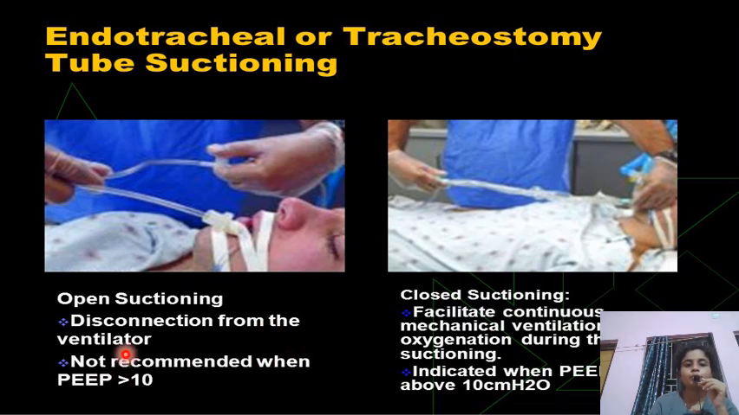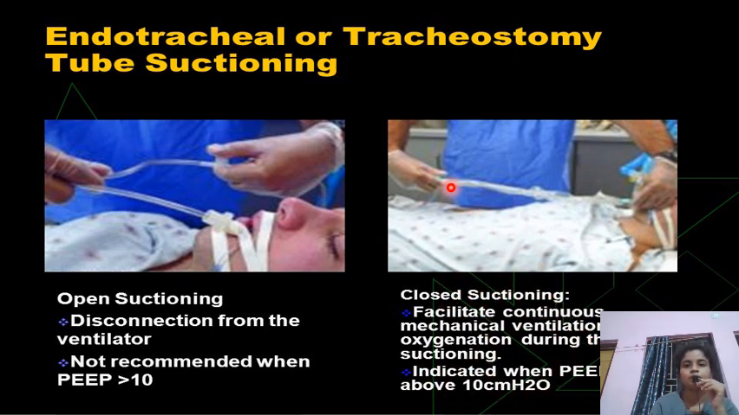Open suctioning is not recommended when the PEEP is more than 10. Closed suction should be used when the patient is having more secretions, or the patient is a TB patient, or any kind of MRSA infection is there. Also, if the patient is having ARDS or the PEEP is very high, by opening the circuit the patient will have a loss of PEEP. So in those cases closed suctioning should be used, and it is a clean procedure.